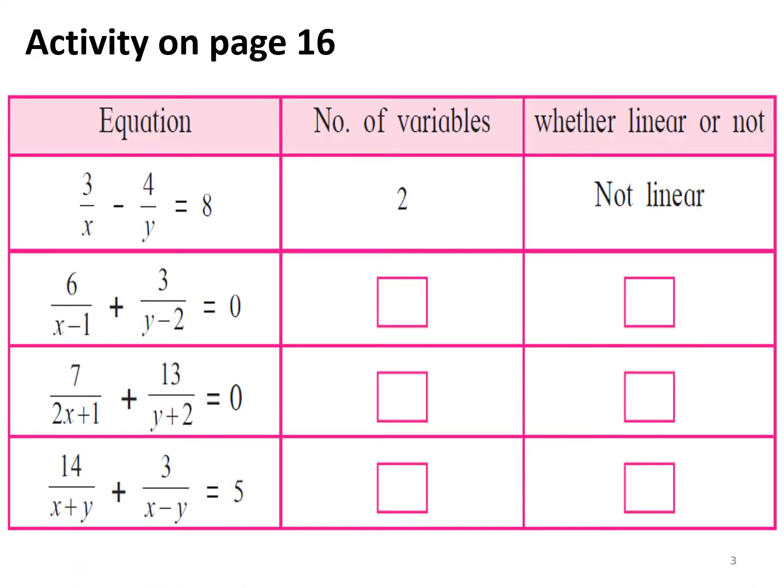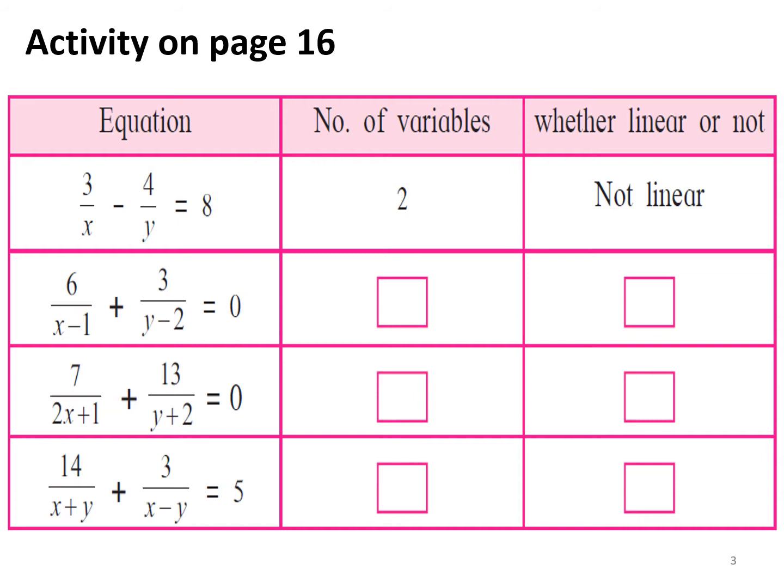Let's start with an activity on page number 16. The tabular column is as follows. The first question, equation 3 upon x minus 4 upon y is equal to 8. The answer is already written.